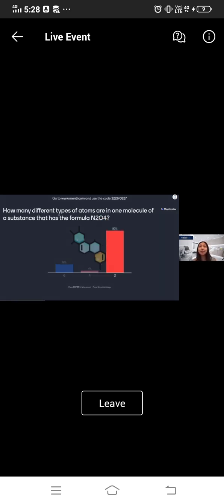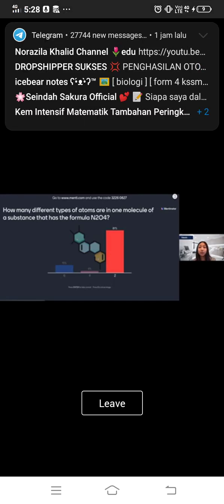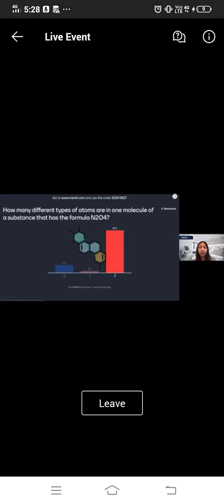because the question says different types of atoms, okay? So N2O4, what are the different types of atoms? We've got nitrogen and we've got oxygen, and those are your 2 different atoms. Okay, so that's why it's 2. This was a tricky one. So 4 isn't quite right. That was sort of a trick one put there.